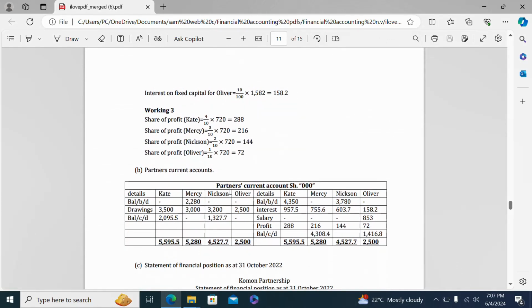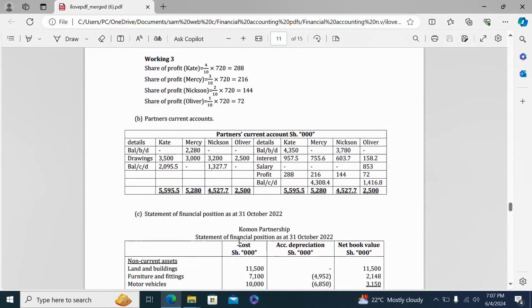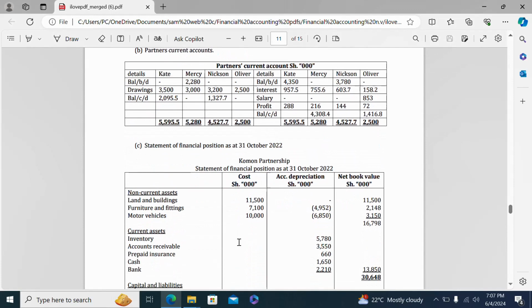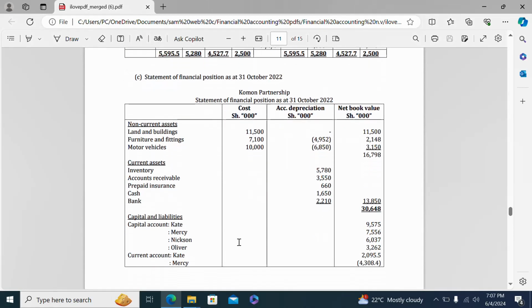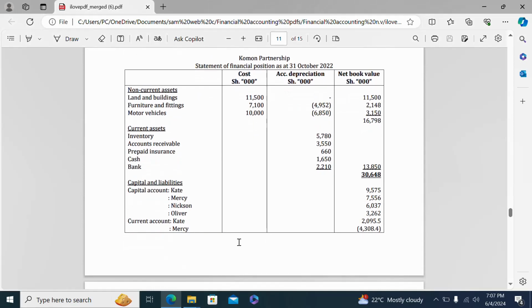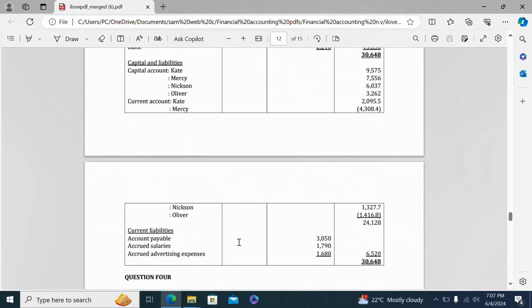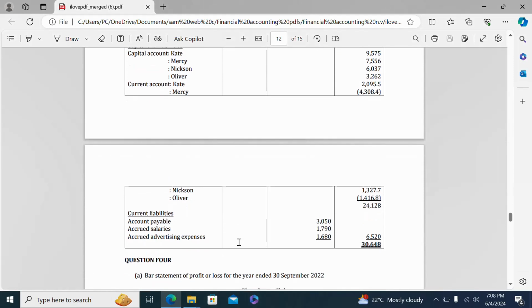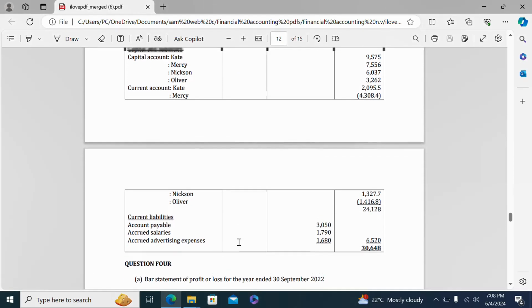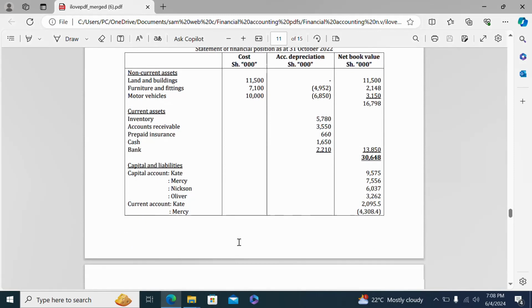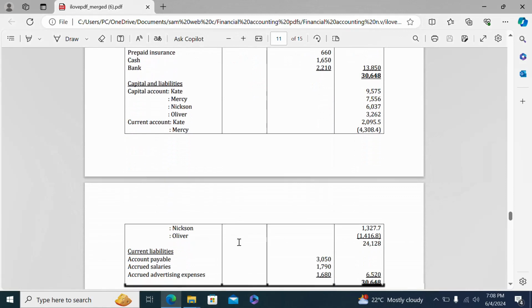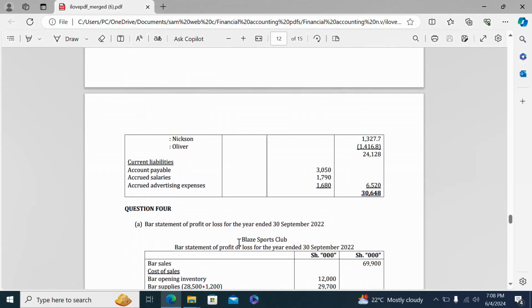Then part B, we have the partners' current account, which was required by the question. And then part C, we have the statement of financial position as at 1st October 2022, which was also required by the question. So that is the statement of financial position. And then we go now to question 4.